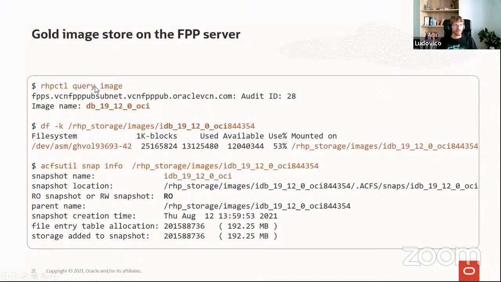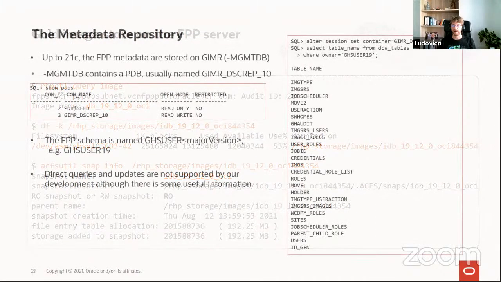And this is an example of a query. So I have the query of an image. I can query the image, and I can see that I have an ACFS file system for it. And I can get the snapshot details for that file system, and I can see that it's made read-only, so that no one can connect to the FPP server and try to tamper with the content of the Home, because it's read-only. So it's not possible to modify it by definition.